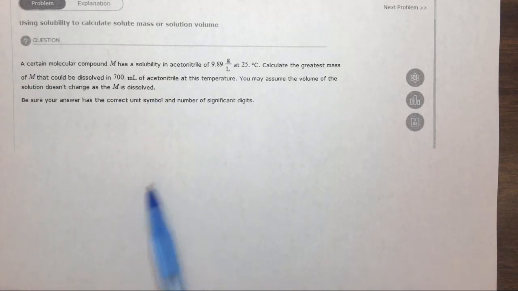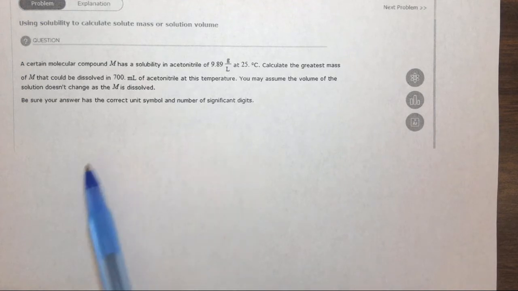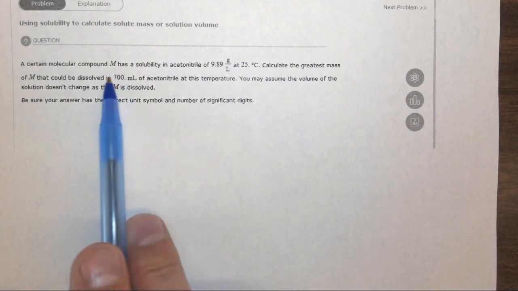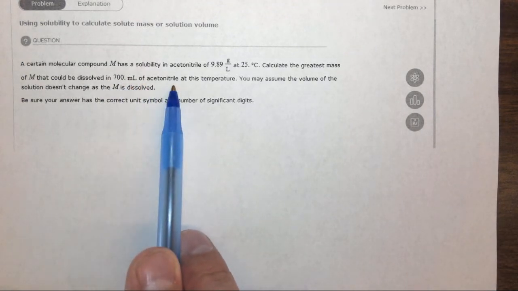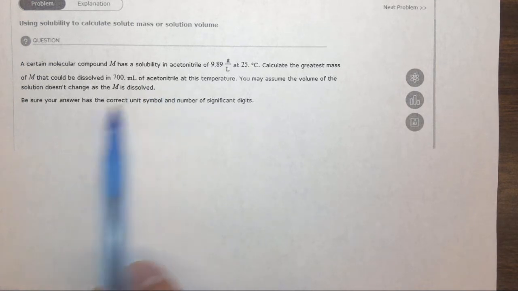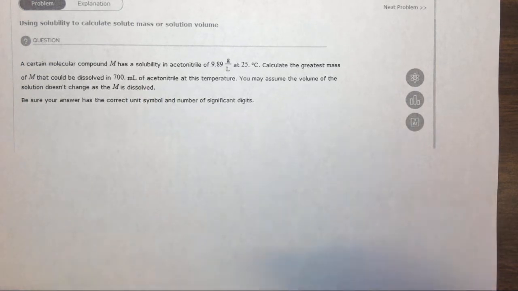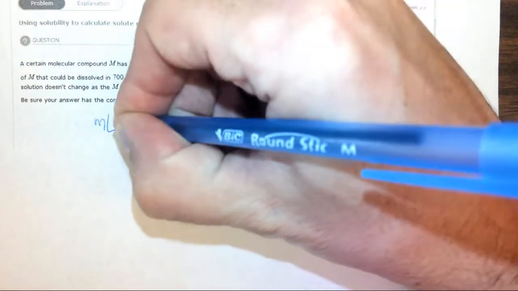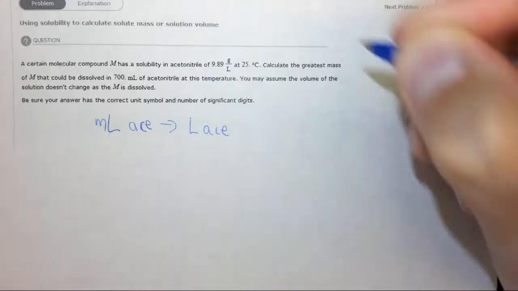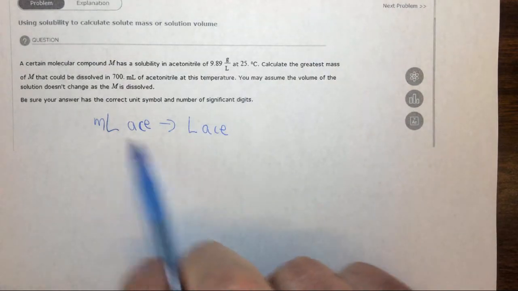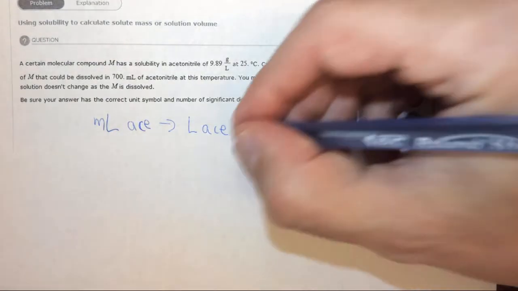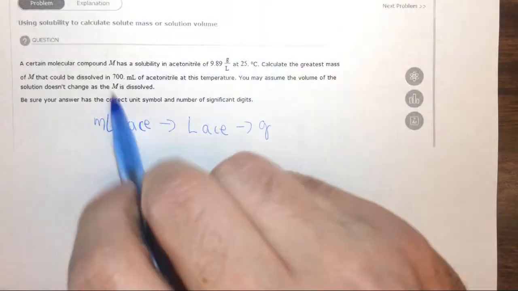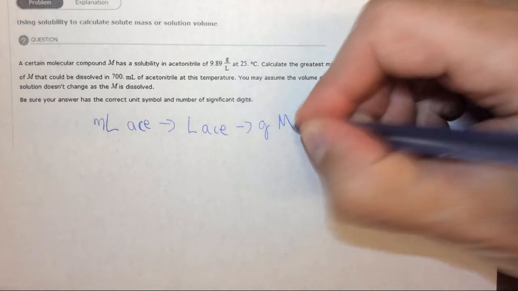So basically there are lots of ways to do this, but I'm going to do it by dimensional analysis. Essentially we're starting off with 700 milliliters of acetonitrile, and we're trying to figure out the grams of M ultimately that we can dissolve. So as a plan of attack, we're starting off with milliliters of acetonitrile, which I'm going to abbreviate ACE. We want to convert that to liters of acetonitrile. You can do this as dimensional analysis or do it in your head if you like. And then finally to grams of this molecular compound M.